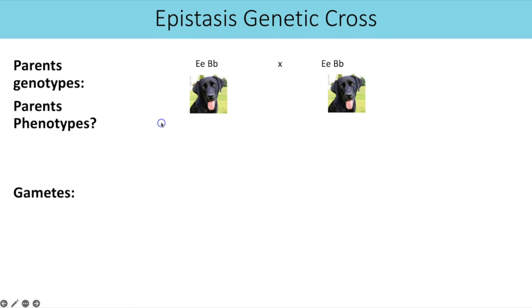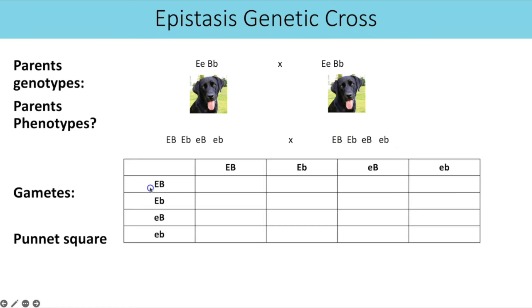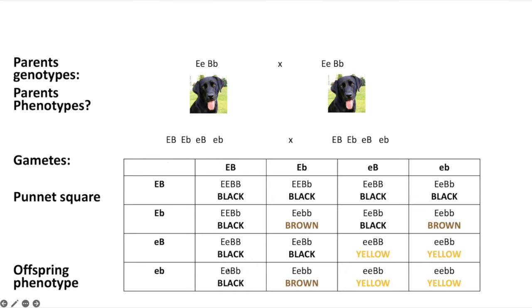The possible gametes that they could both produce would be all of the options of the capital E, lowercase e, capital B, lowercase b in your gametes, because you only have one copy of each gene in each gamete. So here's our 4 possible gametes for both parents. That then gives us this Punnett square. It's a large one because there's 4 gametes for all of them. And we can then put in what the possible genotypes would be and the possible phenotypes.